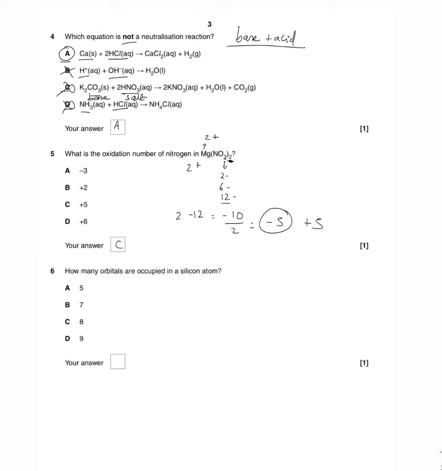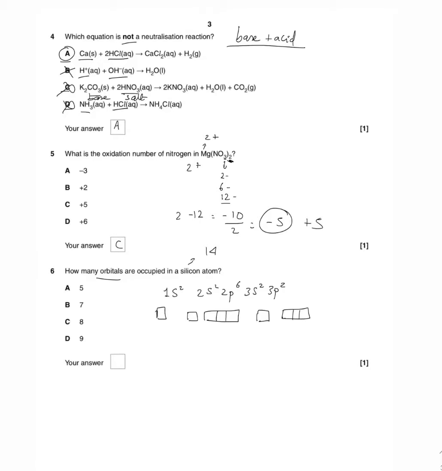Number 6 is how many orbitals are occupied by the silicon atom. Right, orbitals are very important. And so silicon has 14 as its atomic number. And so, right, we know the configuration: 1s2, 2s2, 2p6, 3s2, and 3p2. And so these are the orbitals. Okay, these are actually crucially important. This is a very rare question to get correct.